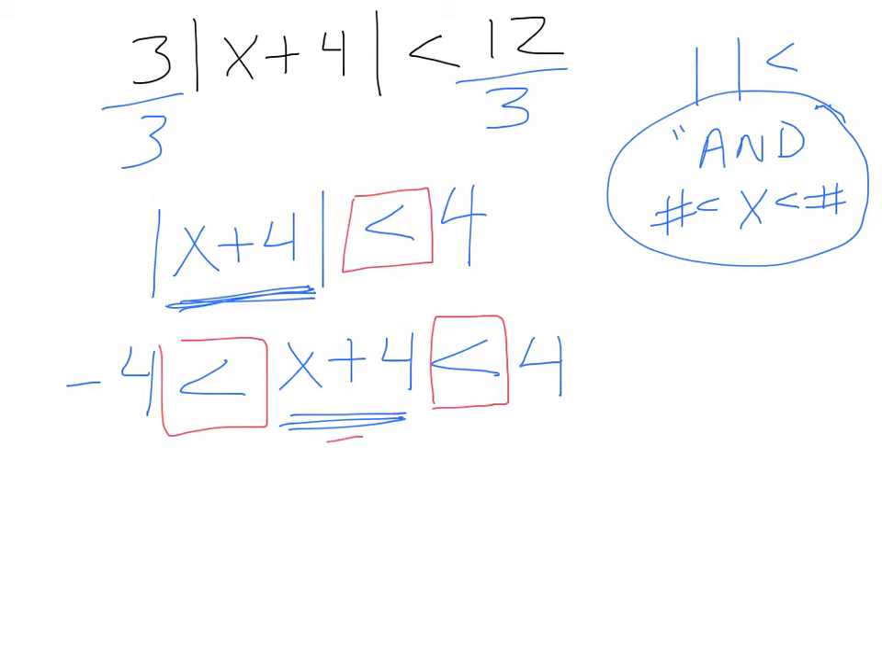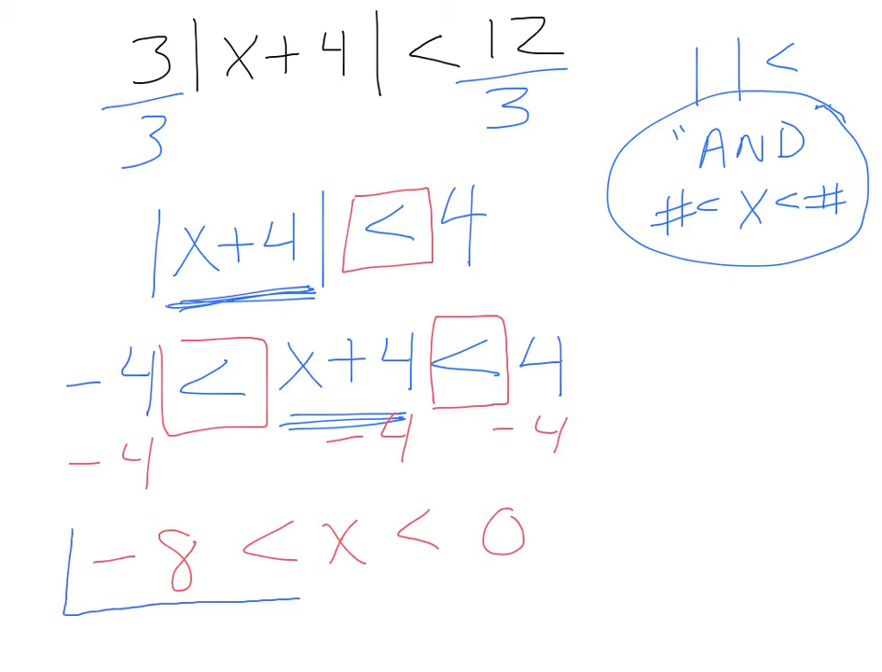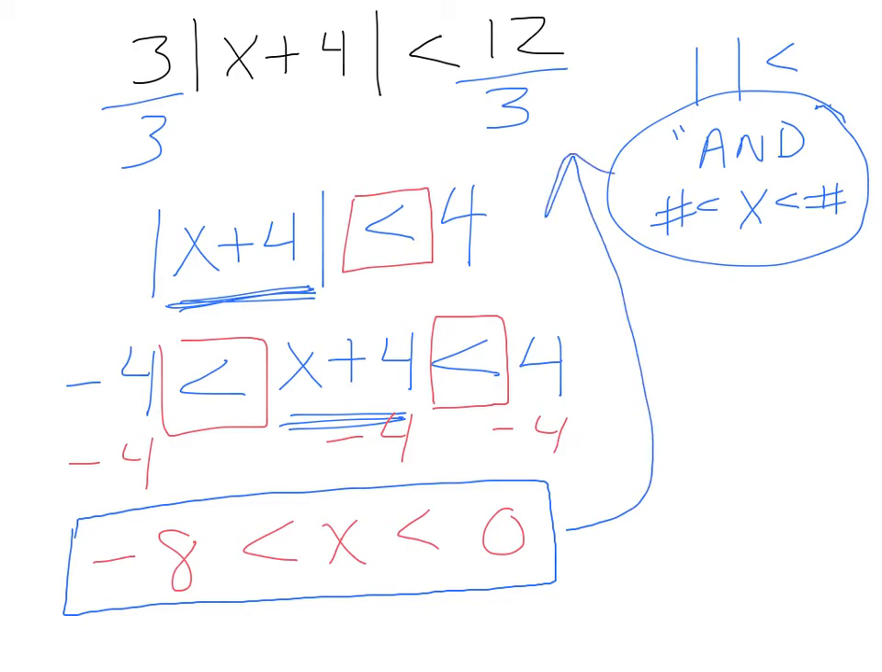Now we solve it like a regular equation, negative 4 all over the place here. So on the left end we've got negative 8, x is by itself, and we've got a 0. So the solutions, plural, for this inequality are the numbers in between negative 8 and 0. That's what would make this statement above true. Easy enough. You try one.